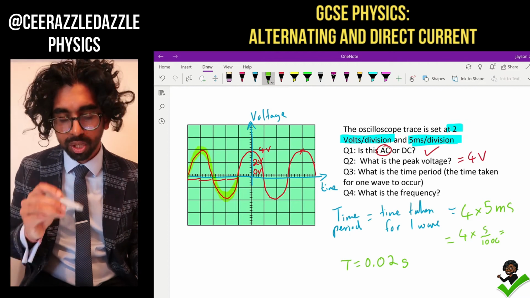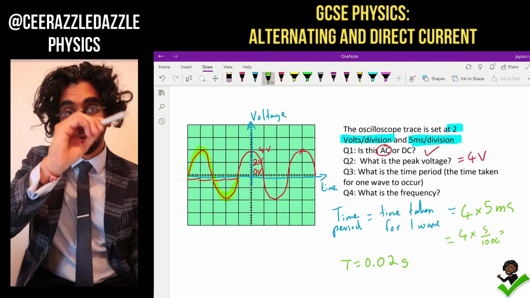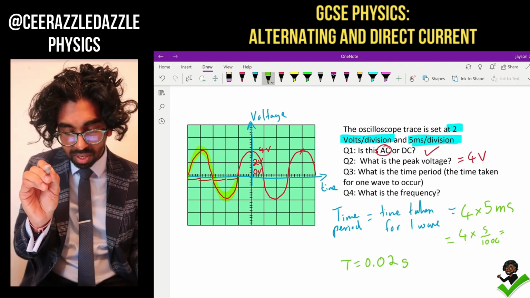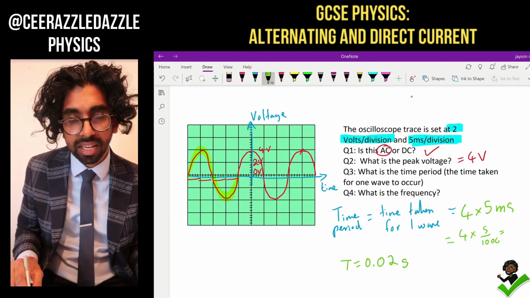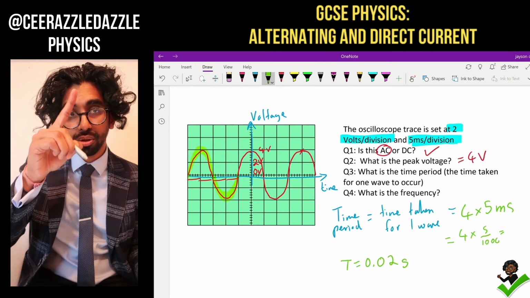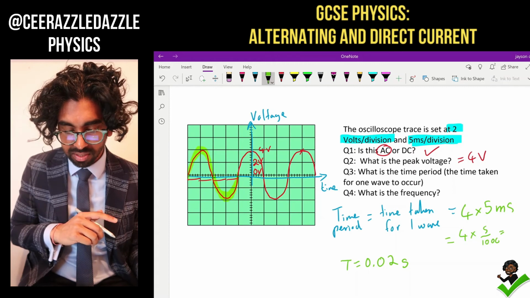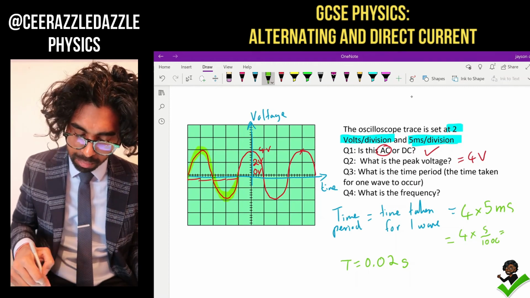So once again, to work out the time period, I need the time taken for one complete wave. I know there are 4 squares, and I know each square is 5 milliseconds per division. Notice it's 2 volts for the y-axis, milliseconds for the x-axis. So we've got the time period over here.